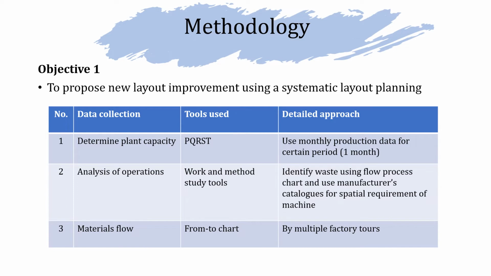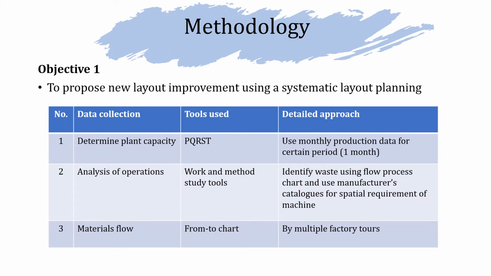The methodology is used to propose a new layout improvement using systematic layout planning. For the methodology, first, determine the plant capacity. A tool used is to monitor and collect PQRST, which are product P, quantity Q, routing R, supporting S, and time T. The data will be collected from at least 1 month of production.